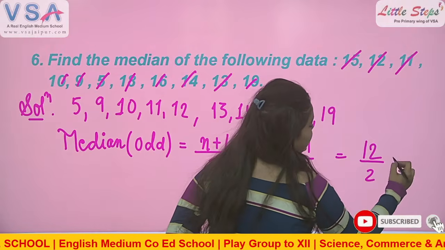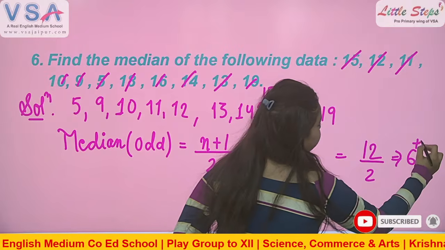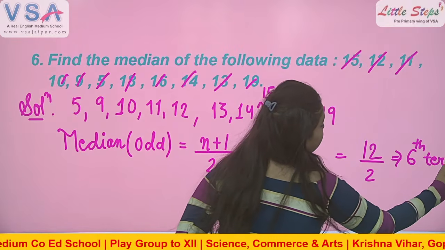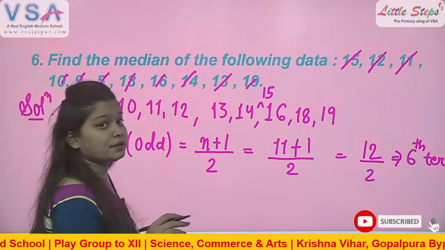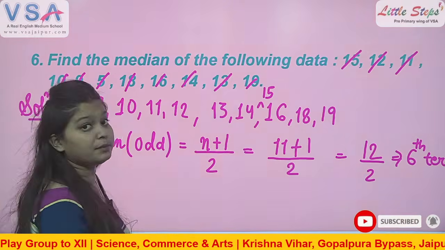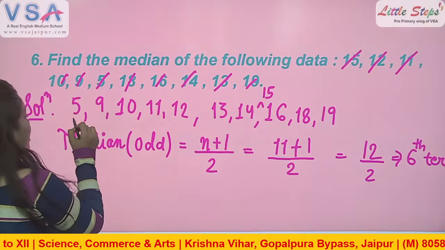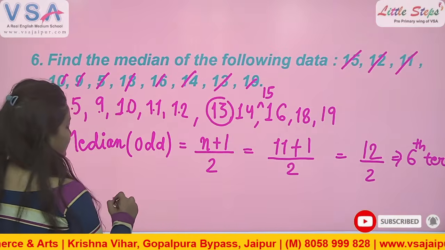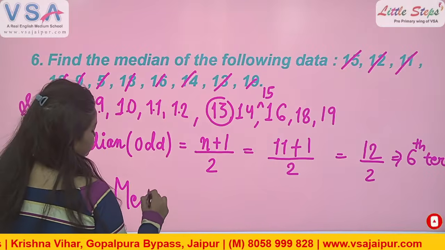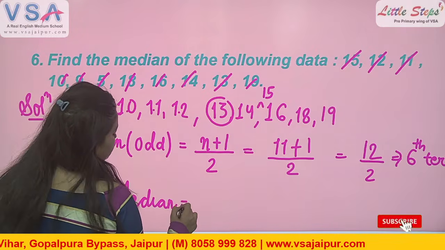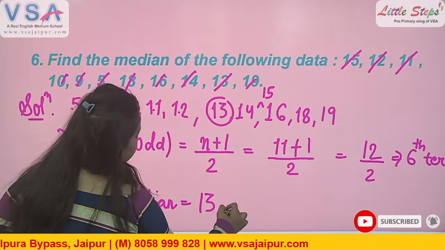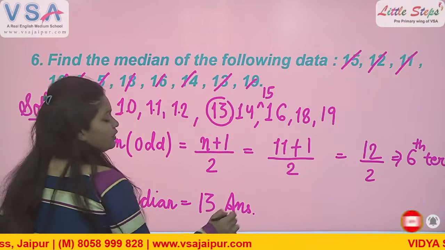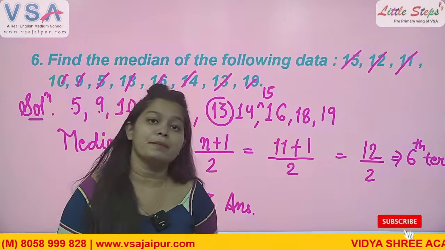12 by 2, that is the 6th term. So 6 is not the answer, the 6th term is the answer. We need to count 1, 2, 3, 4, 5, 6. That is, median equals 30. Answer. Clearly, you will see the formula of median odd.